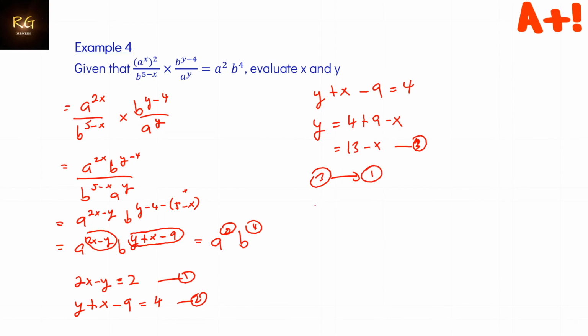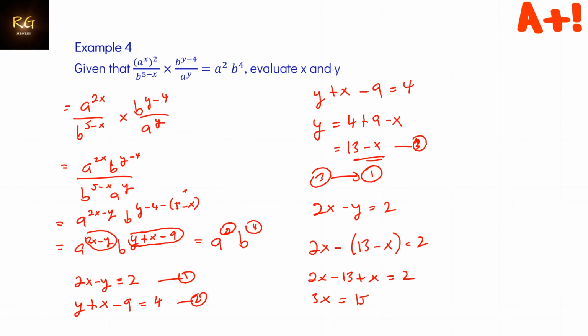So let me rewrite equation number 1: 2x minus y equals 2. Now instead of y, I need to substitute these values inside this equation number 1. So 2x minus (13 minus x) equals 2. Alright, so it's going to give me 2x minus 13 plus x equals 2. So it's going to give me 3x equals 2 plus 13, which is 15, correct?